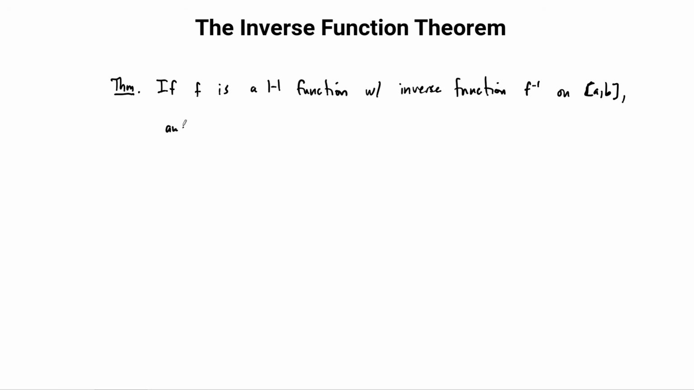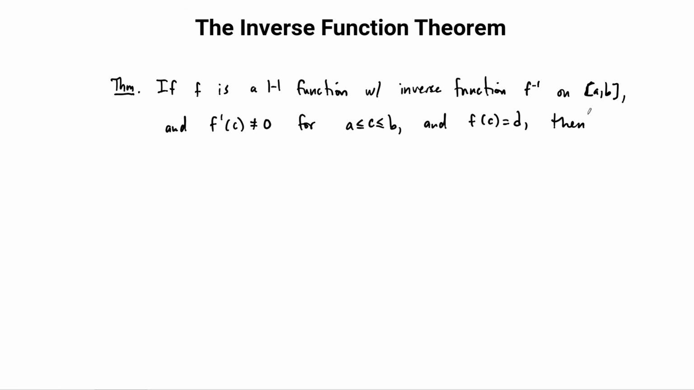And let's suppose that f prime of c is not equal to 0, very important, for c between these endpoints, a and b. So a is less than or equal to c, less than or equal to b. And finally, if f of c is equal to d, then here's the result, and this is the main thing.